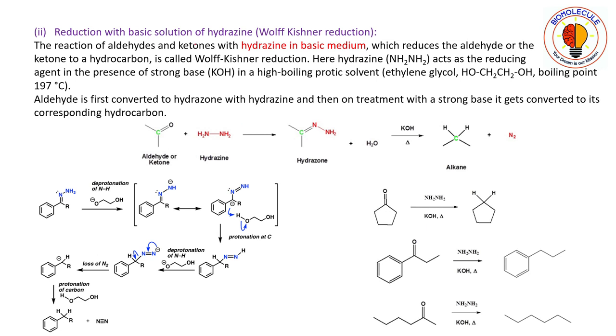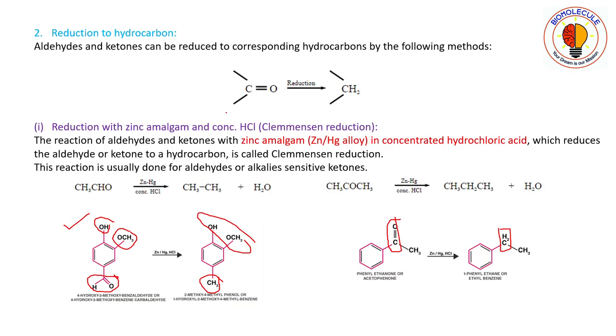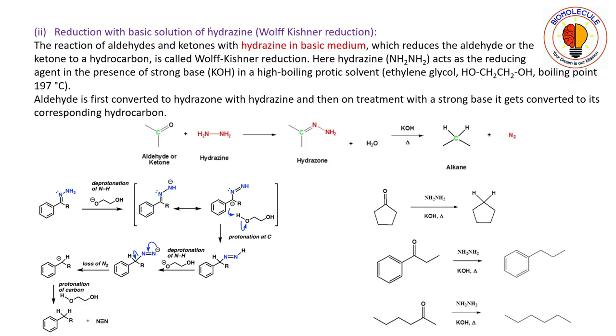Now reduction with basic solution of hydrazine. So the first one was in acid medium. Now the second one is in basic medium. The reaction of aldehydes and ketones with hydrazine. What is hydrazine? NH2 bond NH2, this one is hydrazine. The reaction of aldehydes and ketones with hydrazine in basic medium, which reduces the aldehyde or the ketone to a hydrocarbon, is called Wolff-Kishner reduction. This one is also very important for your board as well as entrance.